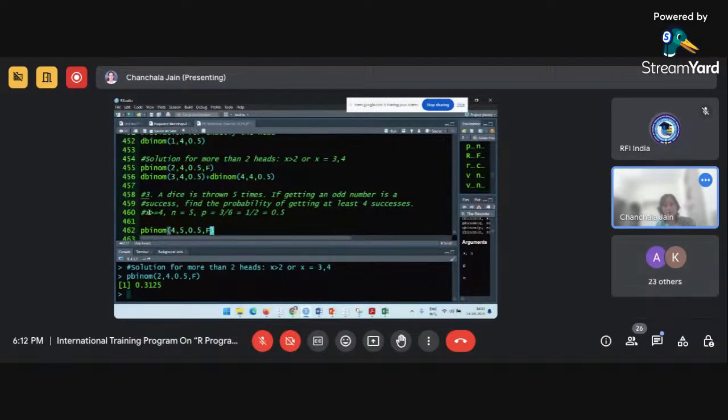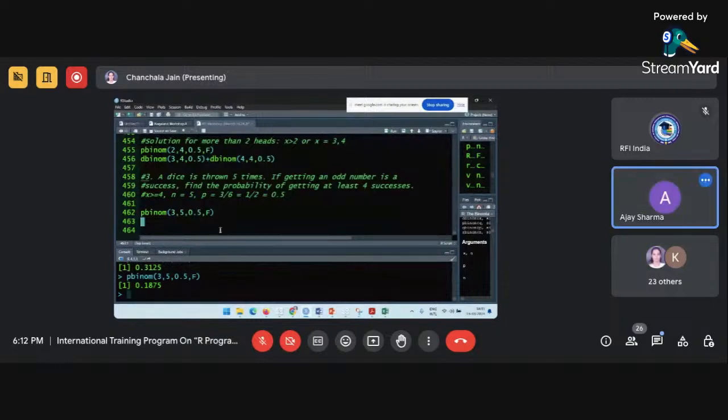Everyone seems okay. I think according to me it should be 3, not 4, because including 4, we are including at the upper side, right? So it should be 3. Right, ma'am. The answer will be 0.1875, right? Yes, ma'am. Fine.